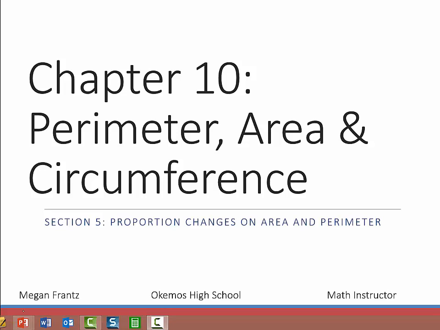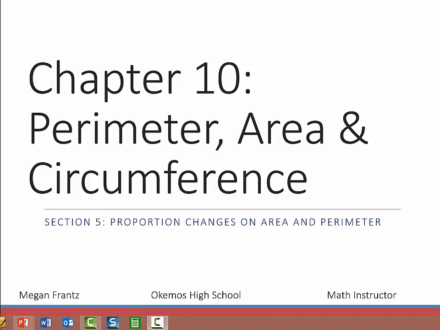Let's try another one. If the radius of a circle or the side length of a square is changed, the size of the entire figure changes proportionally. So let's talk about if we change 2 dimensions. Describe the effect of each change on the perimeter or circumference and the area of the given figures. So we have to talk about perimeter, or circumference if it's a circle, and area.